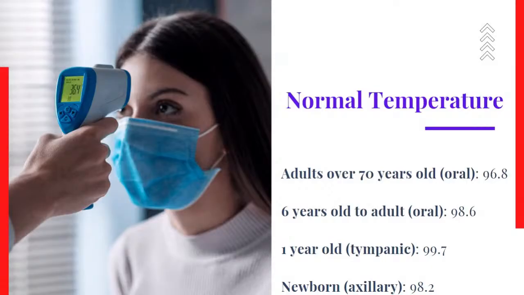Now let's look at temperature. Now, adults over 70 years old is 96.8. 6 years old to adult, 98.6. Okay. 1 year old, tympanic, 99.7. Newborn axillary is 98.2. And if you're looking at this, and especially if you've worked in the office, you're probably thinking, but we take newborns, we take babies' temperatures regularly, which is true. But this is NHA's material. They did not, and maybe I could have possibly looked over it, but I did not see those ranges for rectal temperatures and all of that.